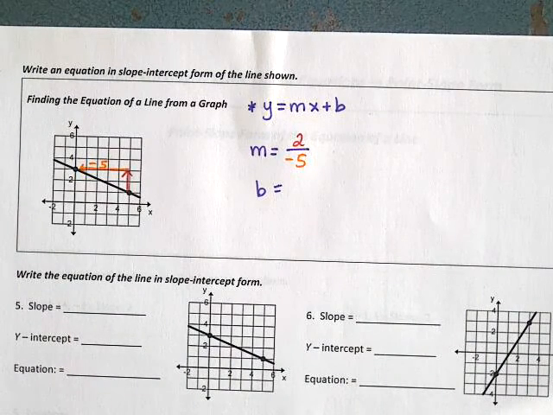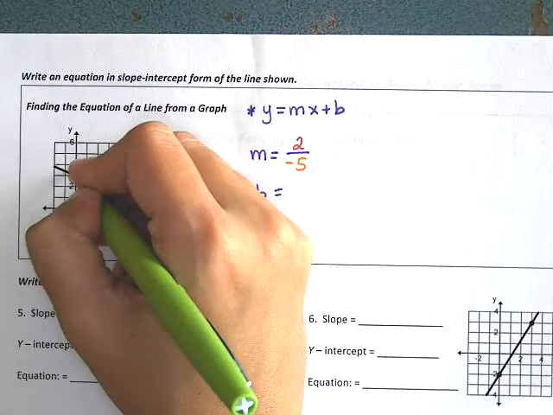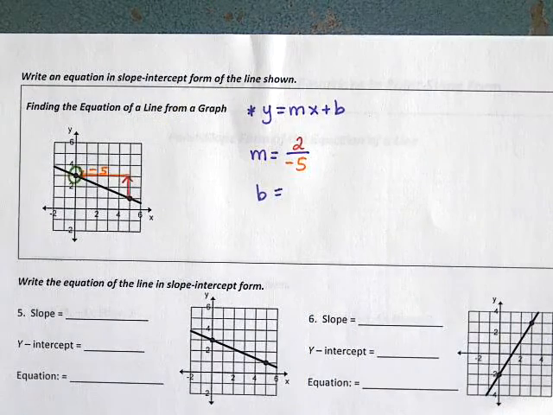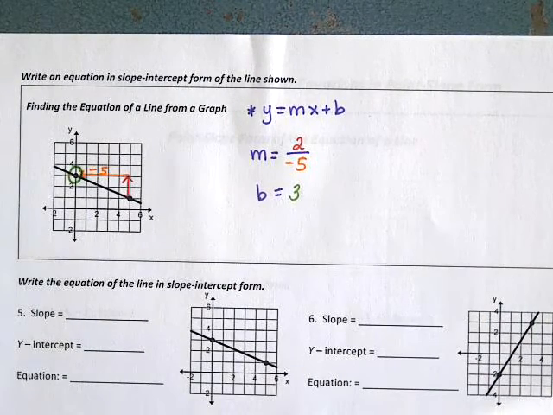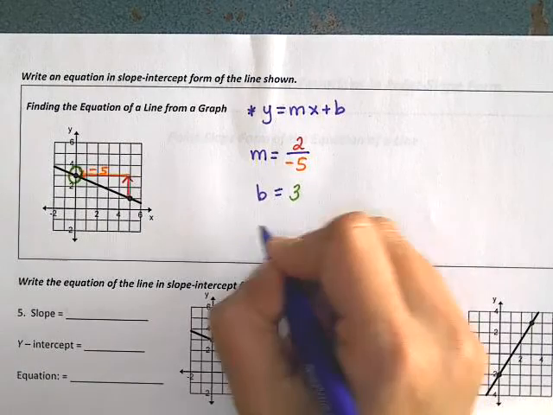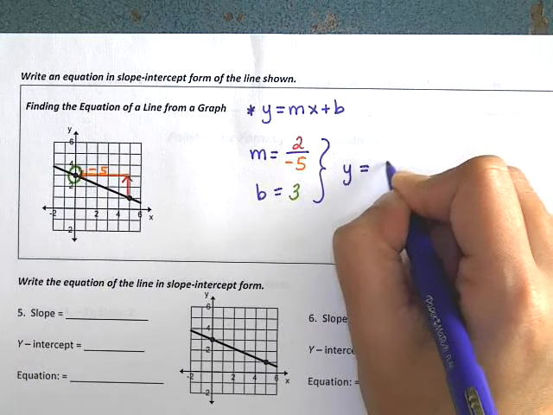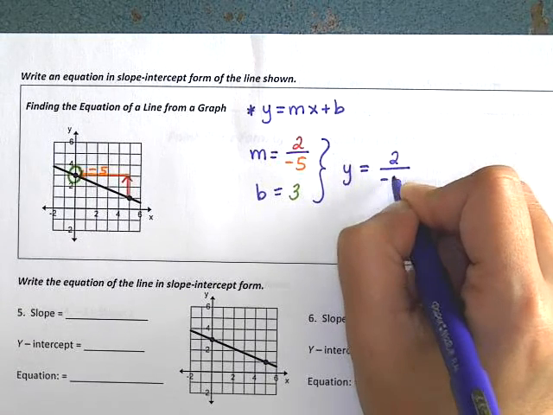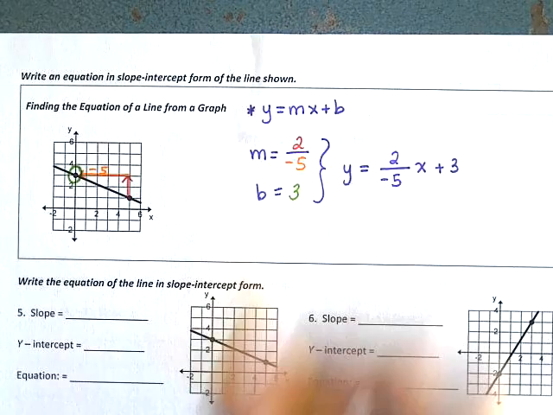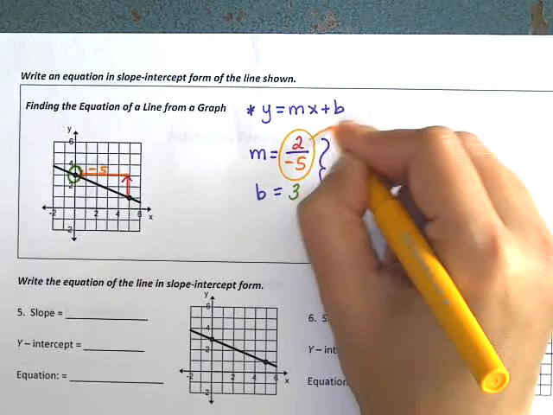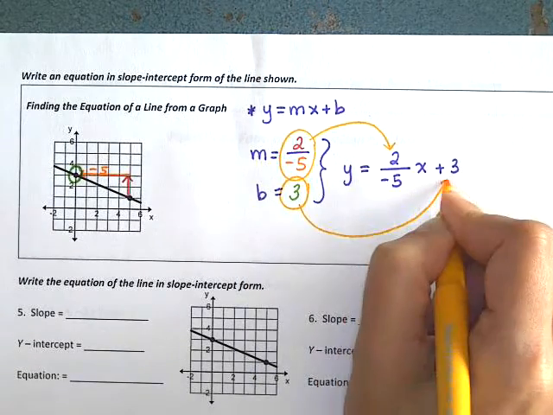The b would be the y-intercept. So I'm going to look at the y-axis and find the place where the graph crosses the y-axis, which in this problem would be the number 3. Finally, I would put them all together and I would make an equation. y equals 2 divided by -5x plus 3. I'm just taking the m that I calculated and putting it here, and taking the 3 that I calculated and putting it here.